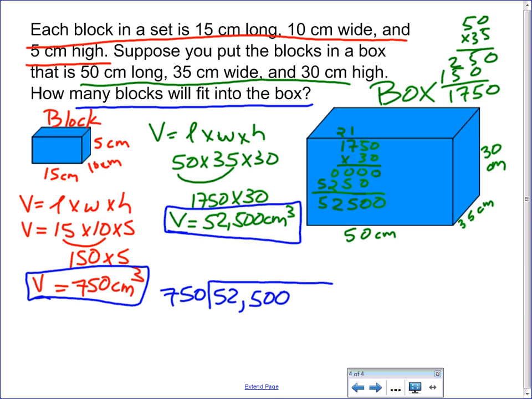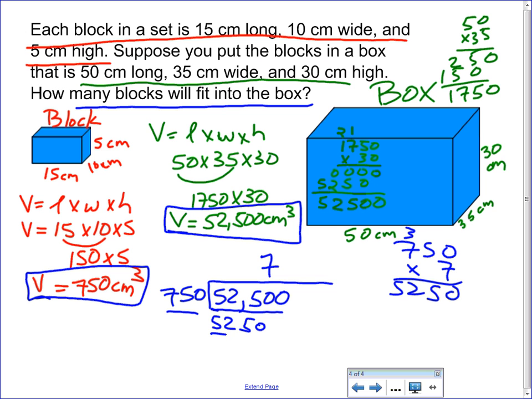I'm going to take a wild guess that it's 7. So 750 can't go into 5, can't go into 52, can't go into 525. So we have to ask ourselves, how many times will 750 go into 5,250? I'm going to guess 7. And let's see how well I did. Oh, and look at that, I'm spot on. 750 times 7 is 5,250.